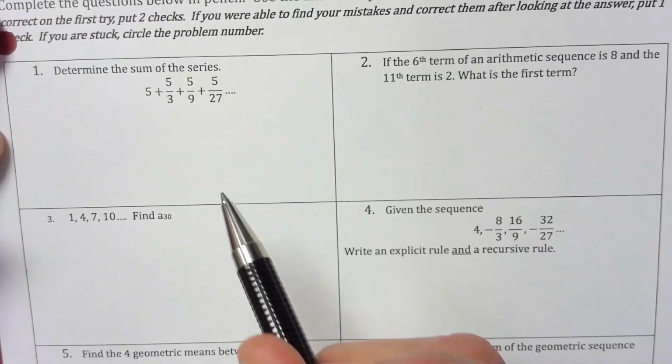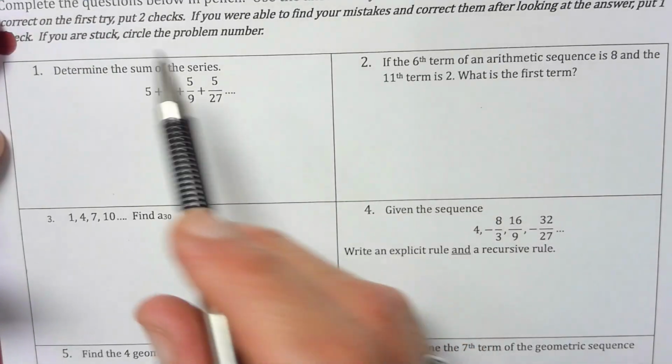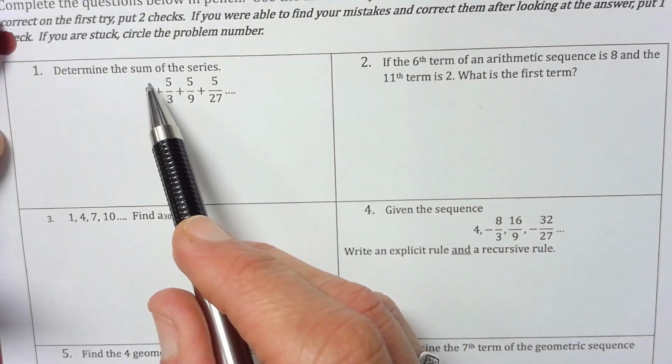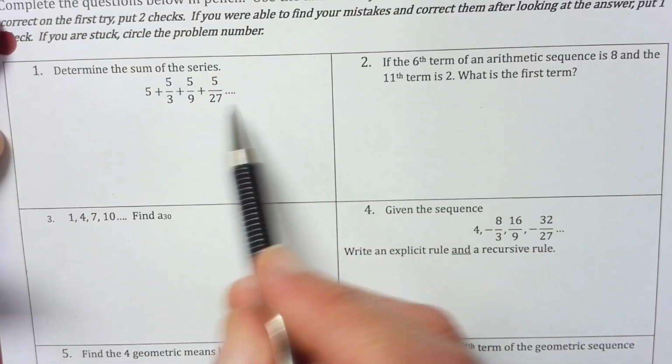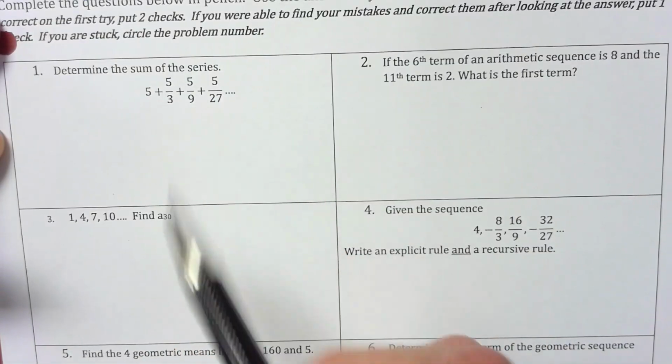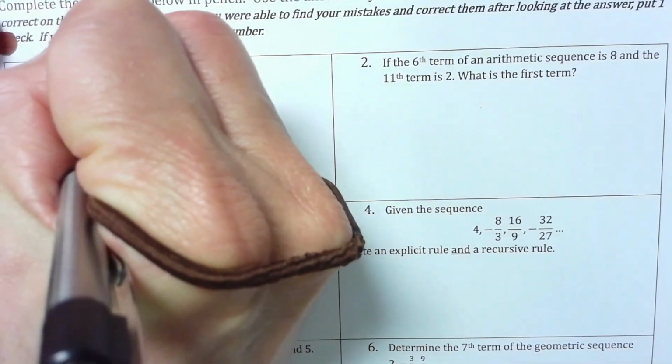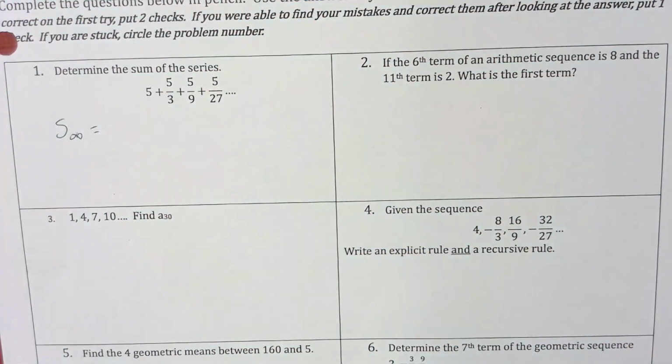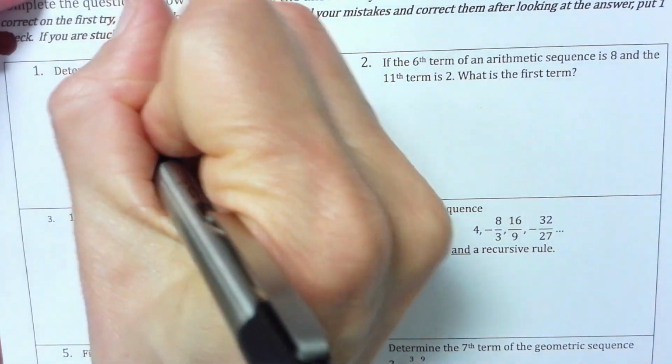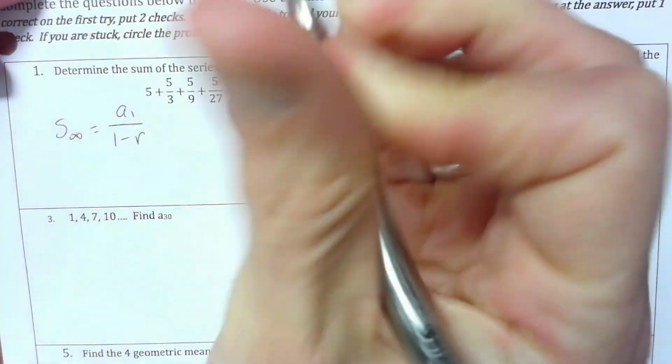Okay, the sum of the series. First of all, this doesn't say sum of the first 30 terms. It says the sum of the whole series. So we are using our infinite sum formula here, and that formula is a sub 1 over 1 minus r.